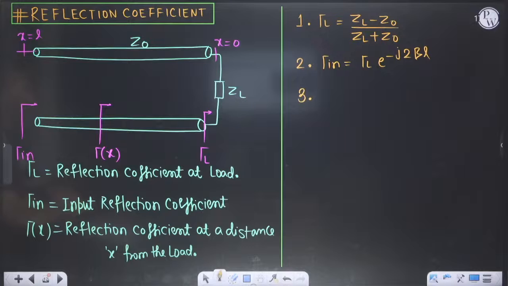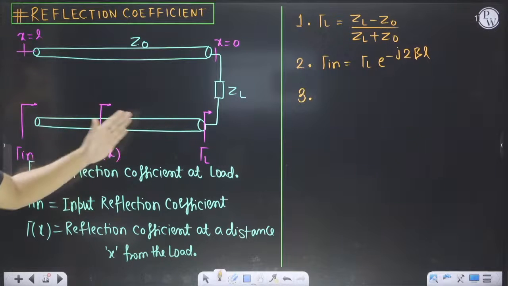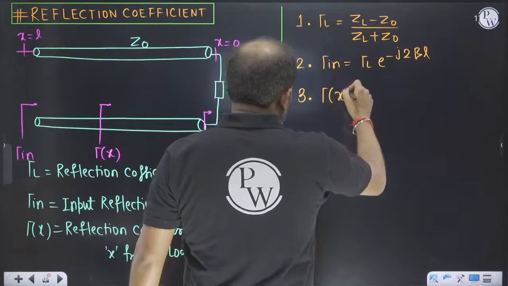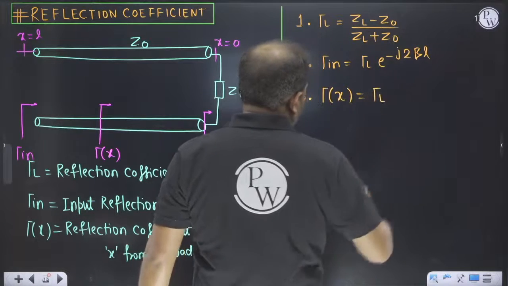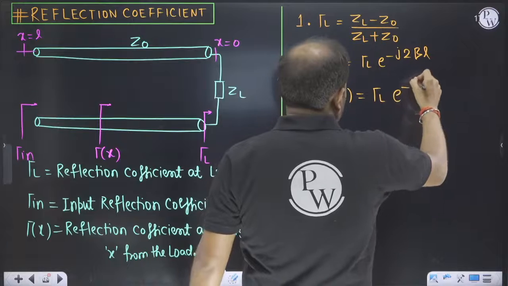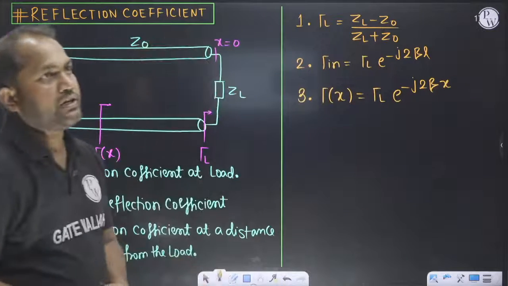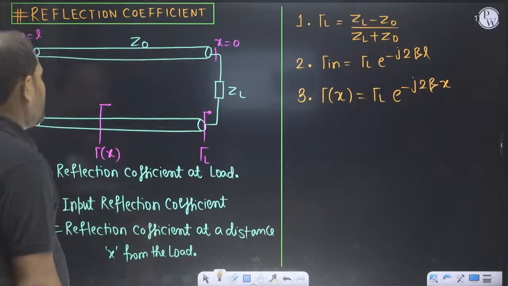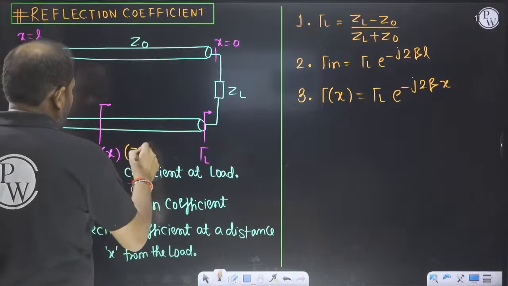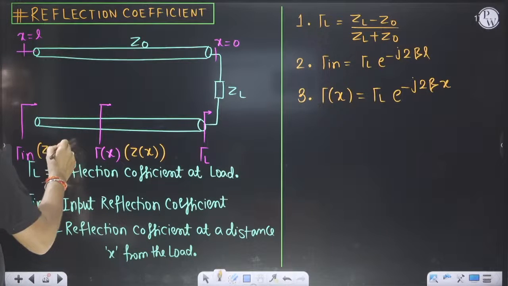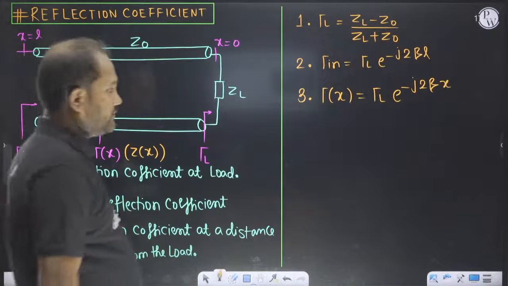So gamma in we have calculated. Third, gamma x at distance x from the load is gamma L times e to the power minus j 2 beta x. This is the reflection coefficient at distance x from the load. Then we have input impedance Zx at this point, and input impedance Zin at this point.